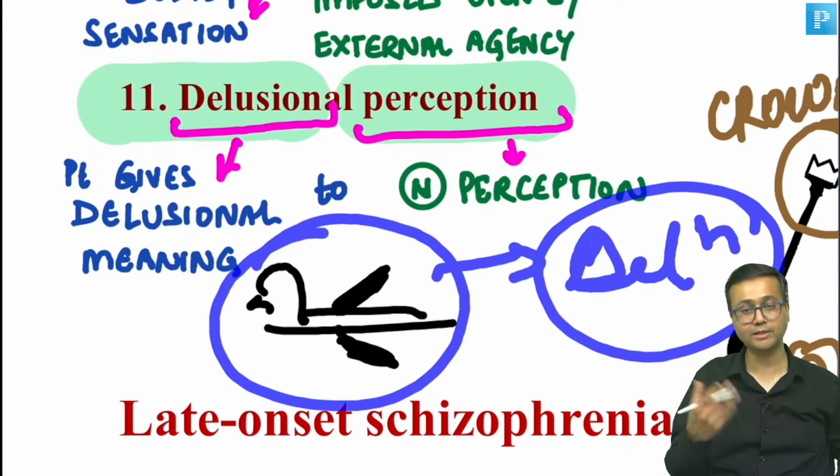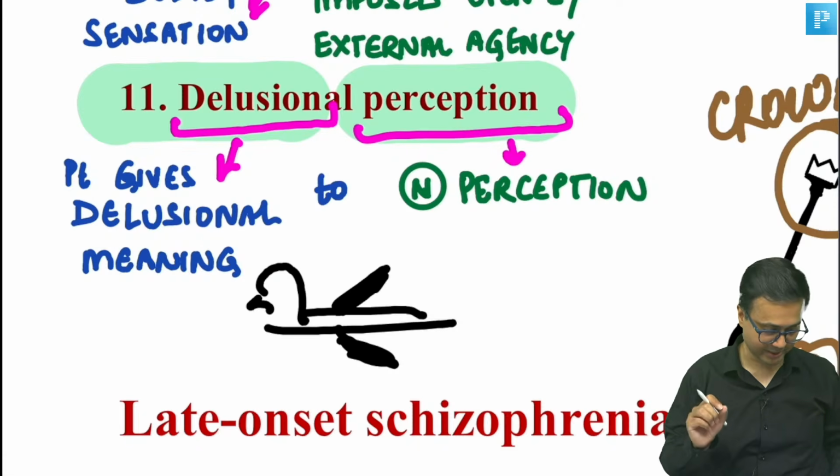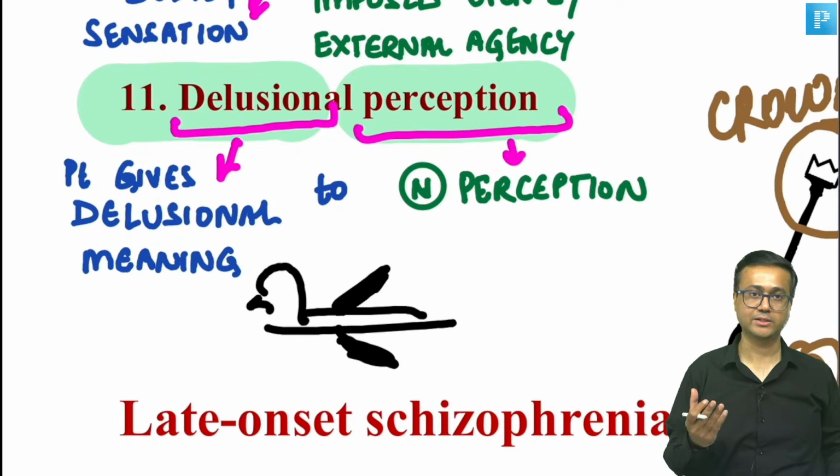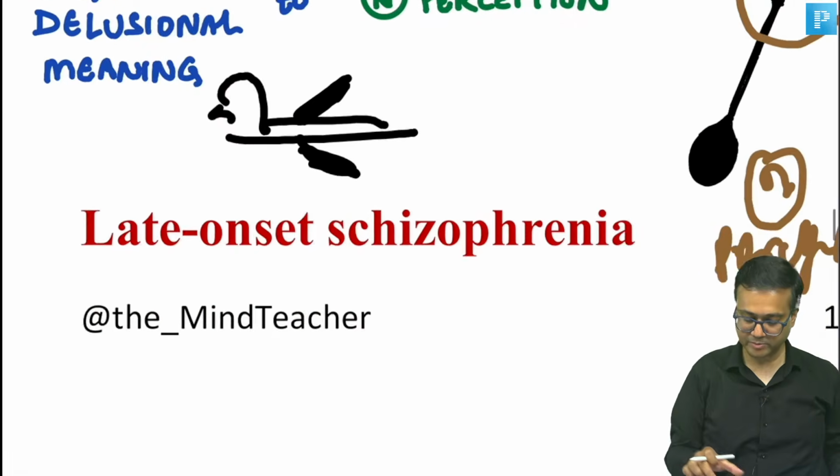So what was the likely phenomenon there? It was delusional perception. So please be very careful, beta. Such questions may be asked. Is it clear to everyone? Right? Now let's discuss, beta.